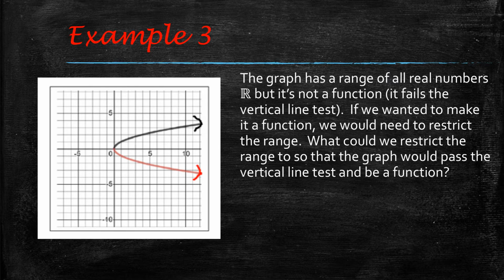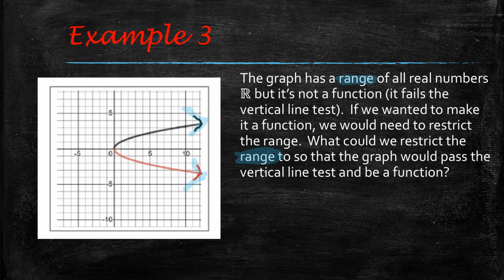Okay, in this next example, it says the graph has a range of all real numbers. So we're looking at the range. Again, that's from the bottom of it goes to -infinity, and the top of it goes to +infinity. It's not a function because it fails the vertical line test. So if we wanted to make it a function, we would need to restrict the range. What could we restrict the range to so that the graph would pass the vertical line test and be a function? Again, we're trying to restrict the range, not the domain anymore.